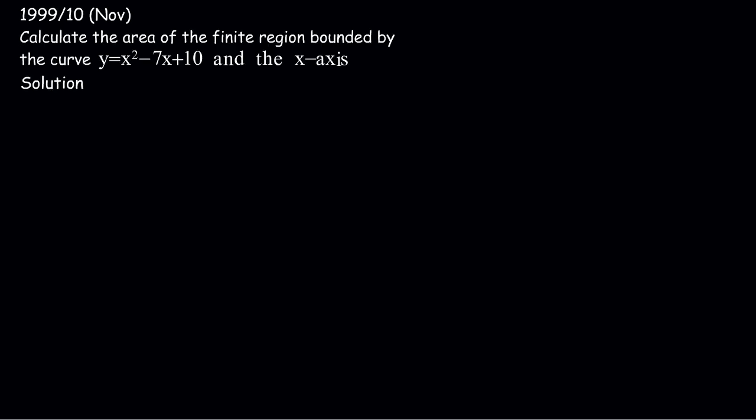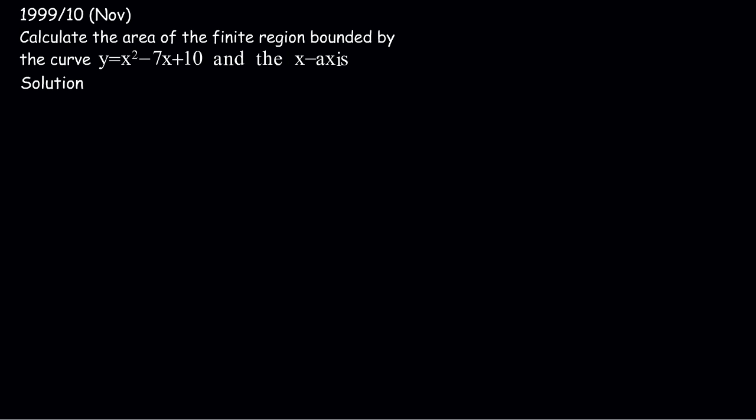Our next question is from November 1999. It states: calculate the area of the finite region bounded by the curve y is equals to s squared minus 7s plus 10 and the s axis. Now for a question like this, our very first point of attention is to try and sketch out our curve. Now to do that, we are going to be needing three coordinates, that is the turning point, the s-intercept and the y-intercept.